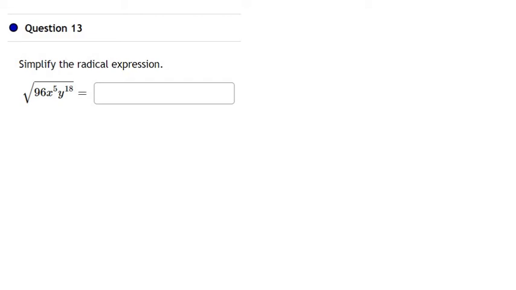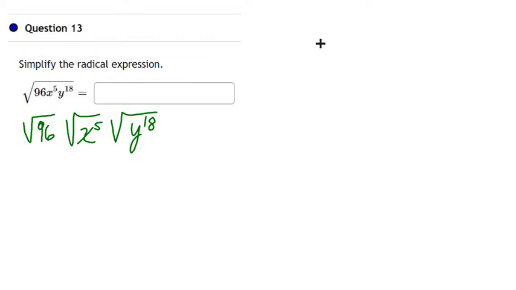Okay, so let's simplify this radical. This one actually has three factors: a coefficient, so I'll break it up into the square root of 96, a variable, x to the fifth, so I'll have an x to the fifth factor, and a y to the 18th, the y to the 18th.